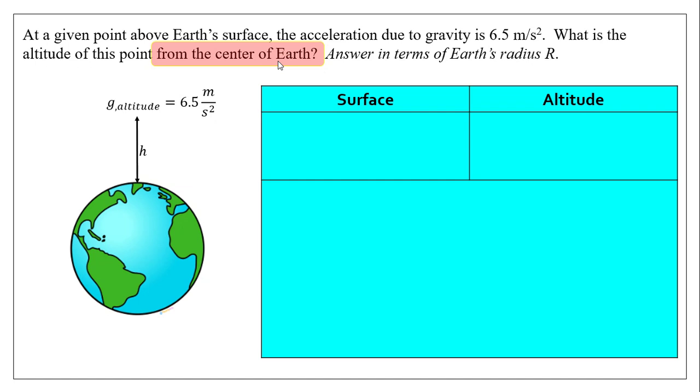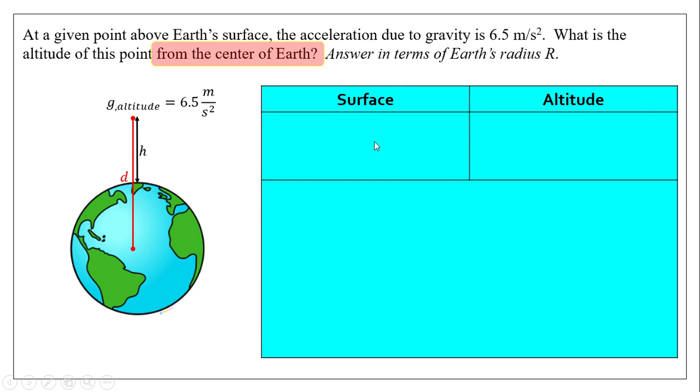So because it says from the center, I'm going to make sure I draw out what it wants me to find. So this red line that just came up, this is the distance that it wants me to find because it says from the center of the planet. Had it said from the surface of the Earth, I would just find h, but it didn't. It says from the center. All right, so read carefully.